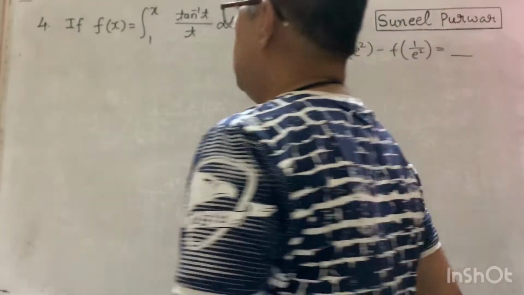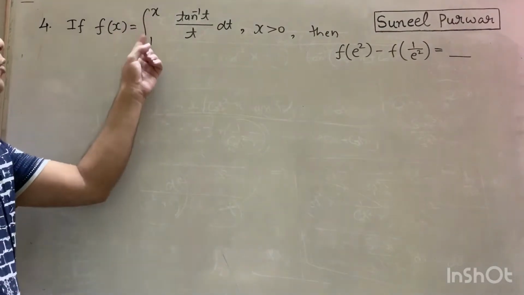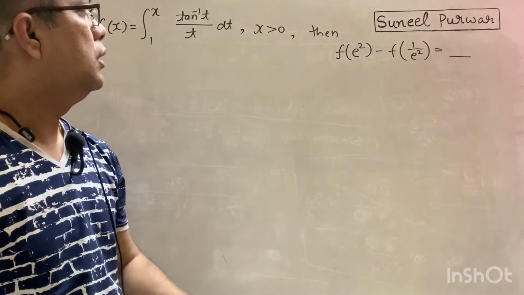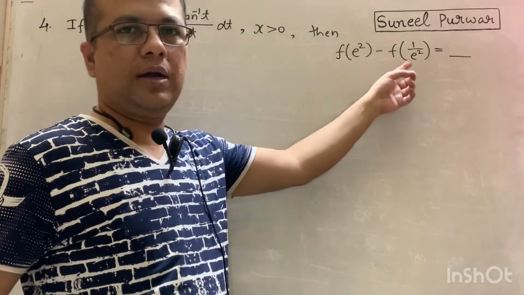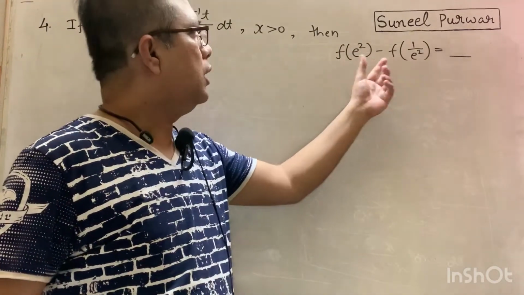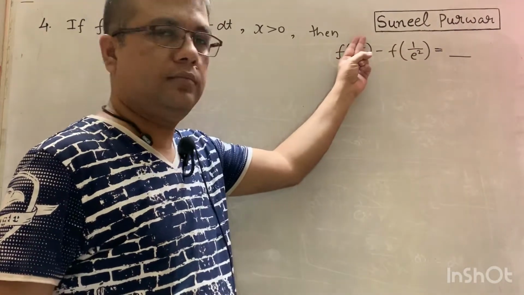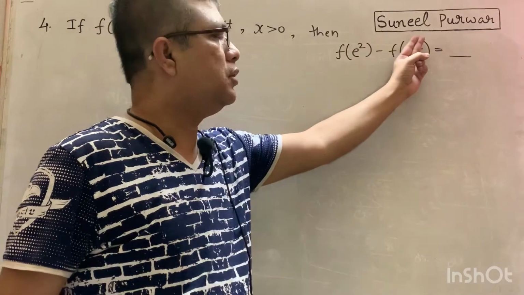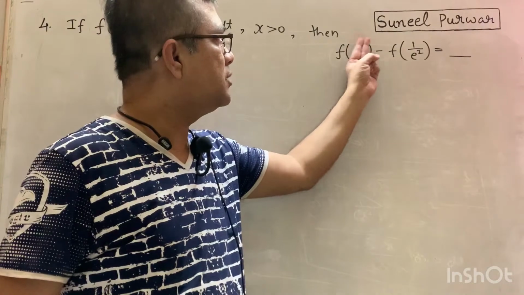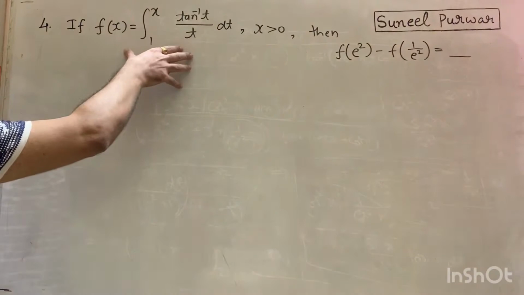Now in this question, it is given f of x is equal to integral 1 to x tan inverse t by t dt, where x is a positive number. Then you have to find f of e square minus f of 1 by e square. So if you look at this number, this is of the type f of t minus f of 1 by t. So if you say this number is x, then this is 1 by x. So we need a value of the type f of x minus f of 1 by x. So this is the f of x given to us.